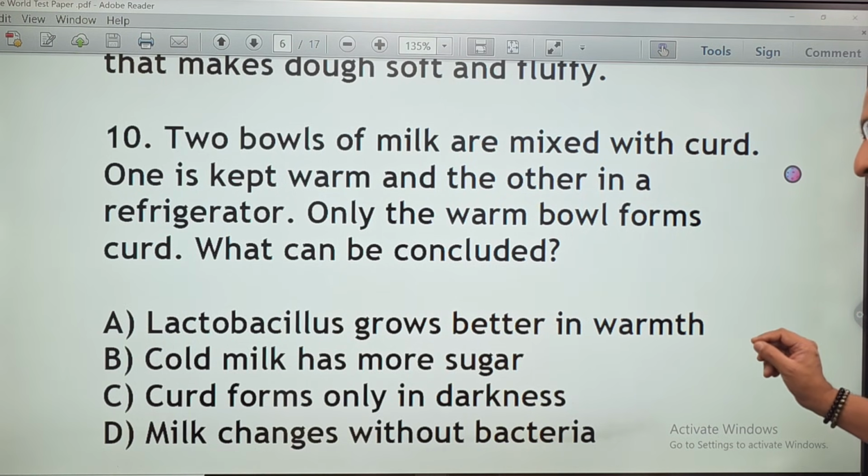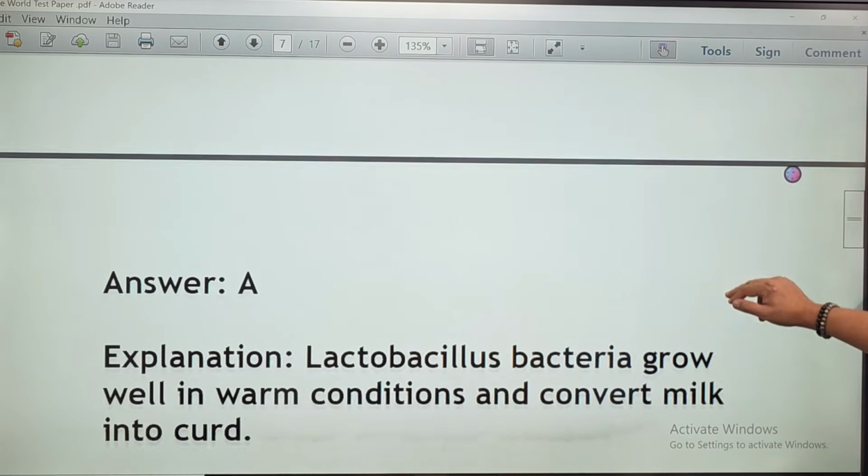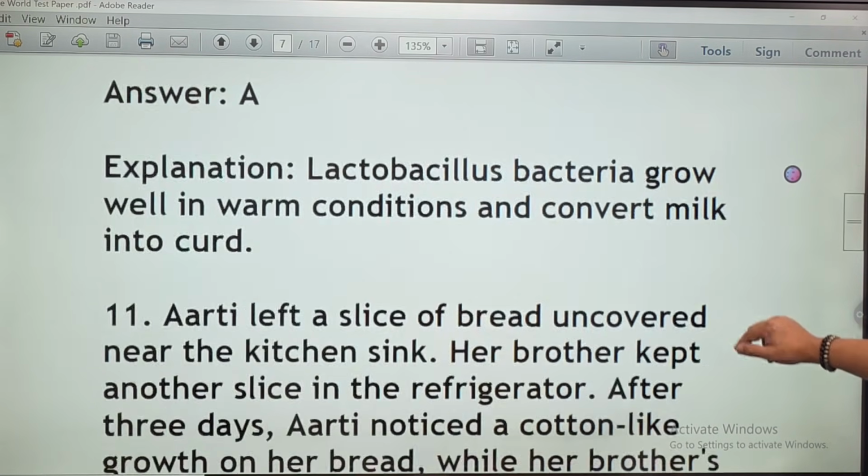Cold milk has more sugar. No. Curd forms only in darkness. No. Milk changes without bacteria. The correct option is option A. Lactobacillus bacteria grows well in warm conditions and converts milk into curd.